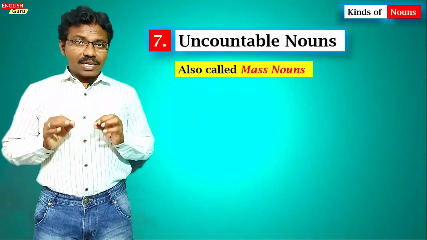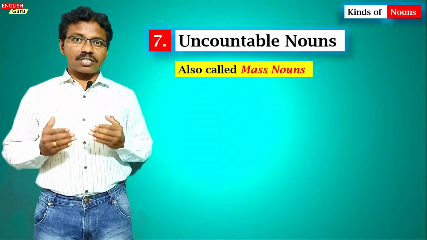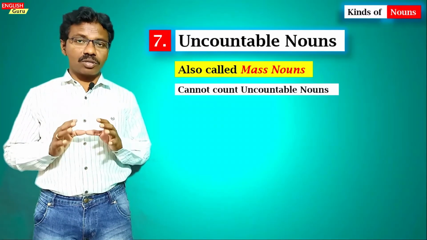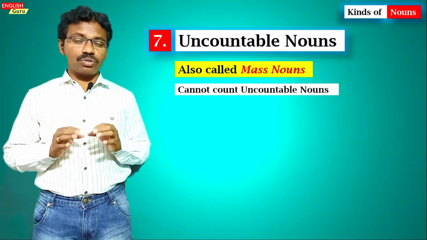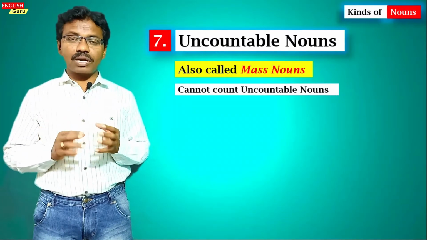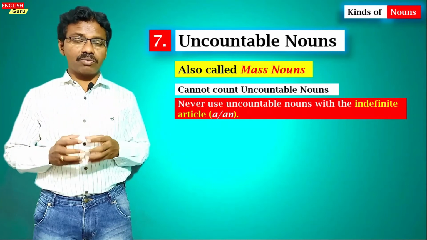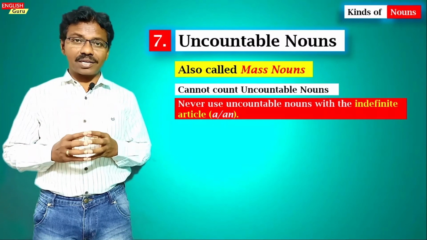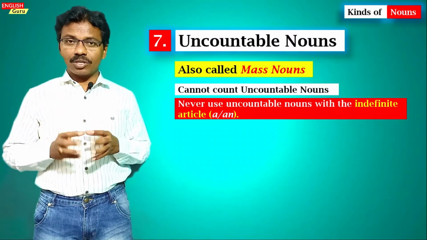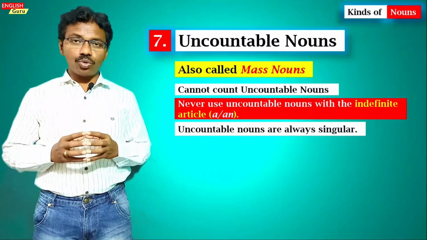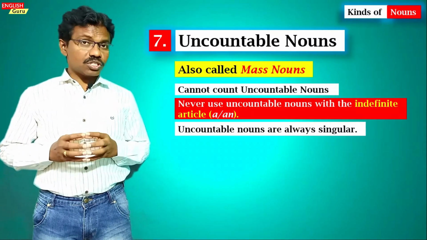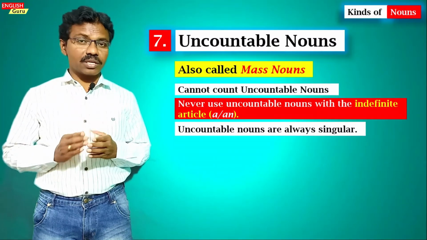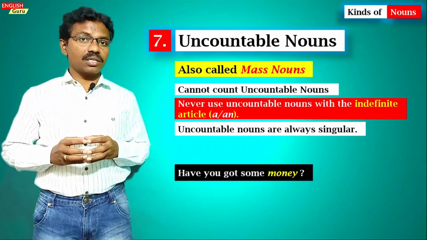The seventh one is uncountable nouns. They are also called mass nouns. Whatever nouns that we cannot count are called uncountable nouns. We cannot count like 1, 2, 3. So they are uncountable nouns. And one more important thing is uncountable nouns should not be used with the indefinite articles a and an. And the most important thing is uncountable nouns are always singular. There is no plural for uncountable nouns.